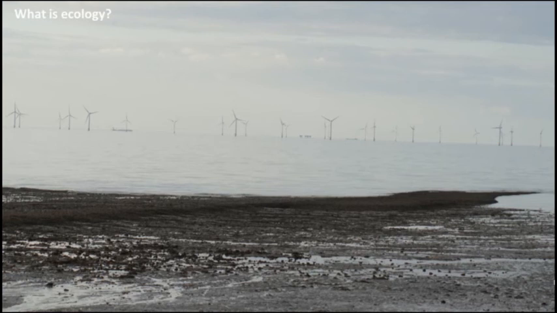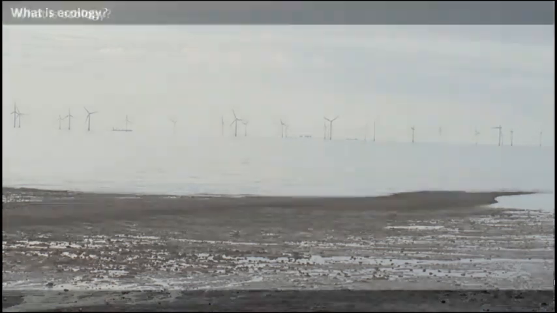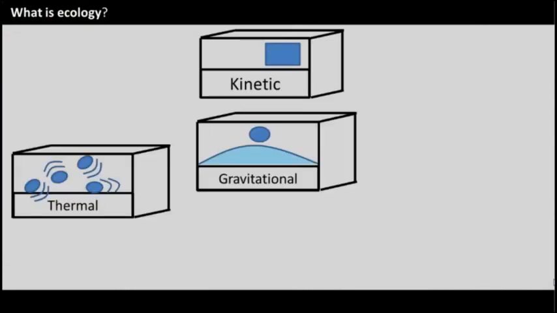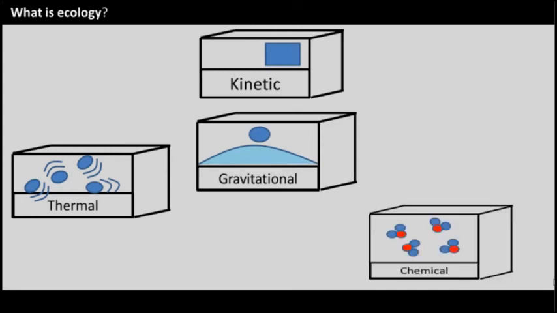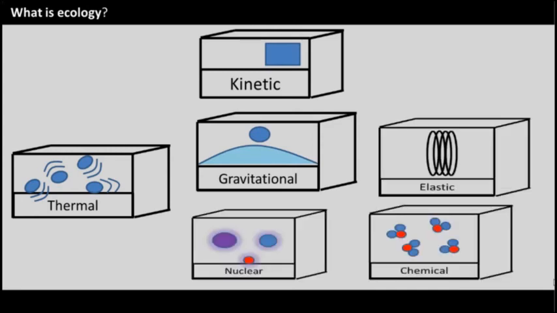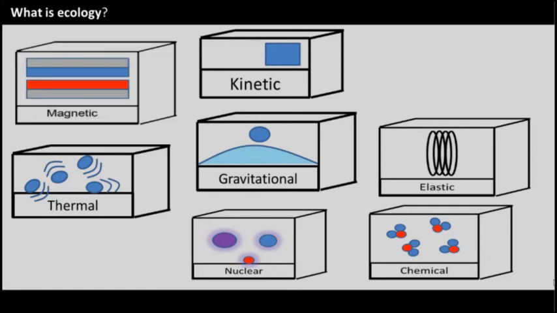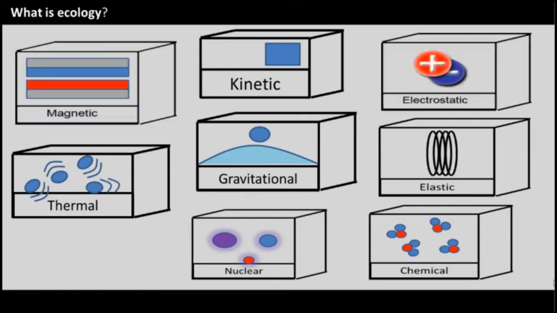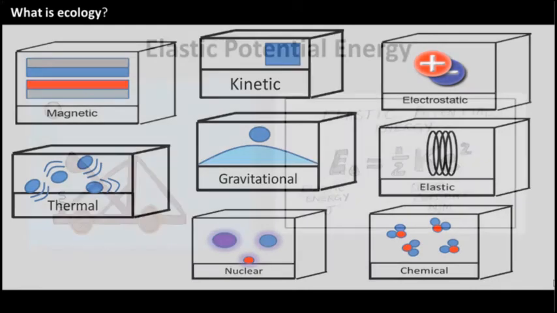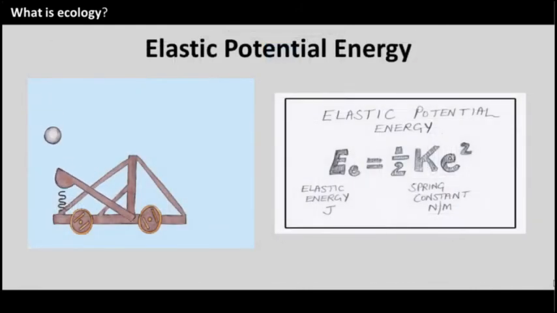So I guess you could pause the film if you can remember what the questions were. What about that? What's that? Okay, there are 8 energy stores: kinetic, thermal, gravitational, chemical, nuclear, elastic, magnetic, and electrostatic. Elastic potential energy has got the equation E equals half KE squared.